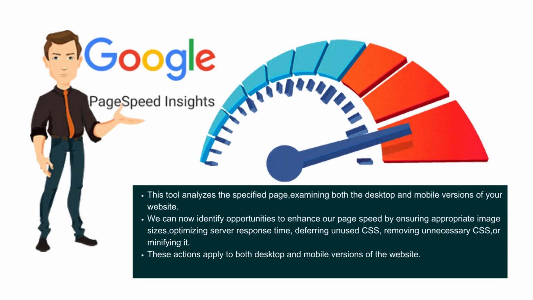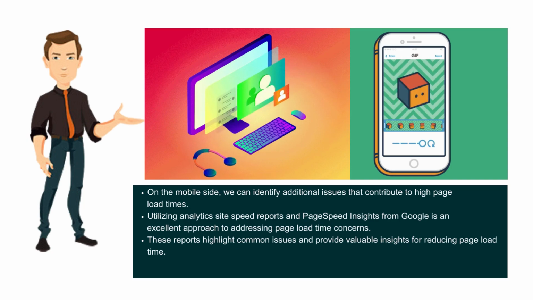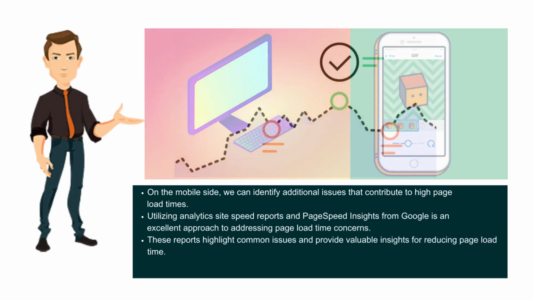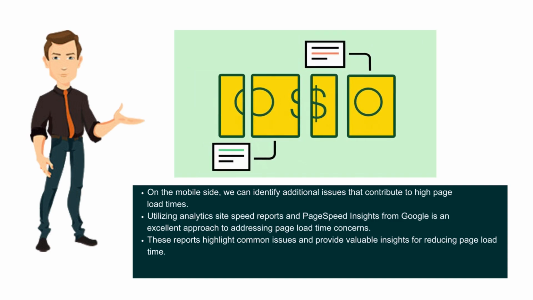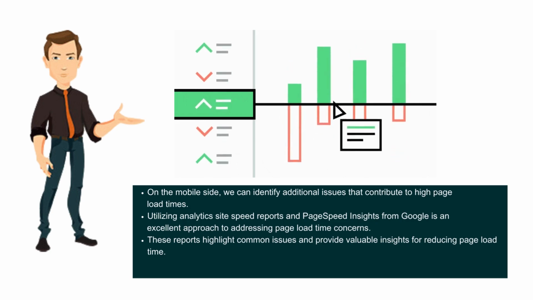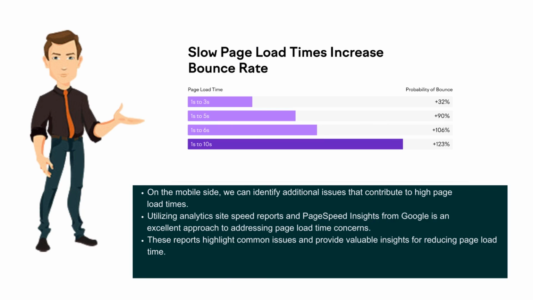We can now identify opportunities to enhance our page speed by ensuring appropriate image sizes, optimizing server response time, deferring unused CSS, removing unnecessary CSS, or minifying it. These actions apply to both desktop and mobile versions of the website. On the mobile side, we can identify additional issues that contribute to high page load times. Utilizing Analytics site speed reports and PageSpeed Insights from Google is an excellent approach to addressing page load time concerns. These reports highlight common issues and provide valuable insights for reducing page load time.